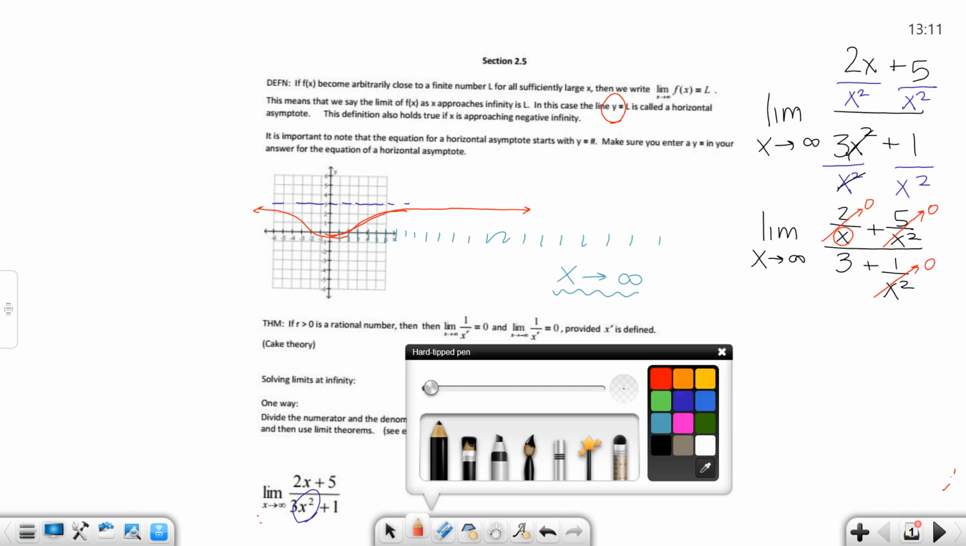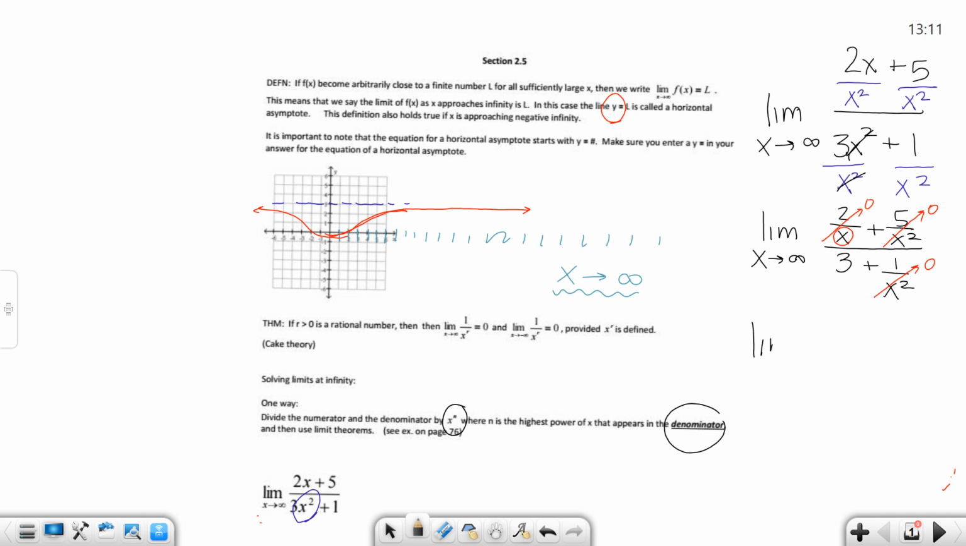So solving this one out, what you would get is the limit as x goes to infinity. You'd be left with 0 on the top and 3 on the bottom. And 0 over 3 would give you an overall result of 0. Now that's the hard way. That's the proof way. Let's do it the easy way.